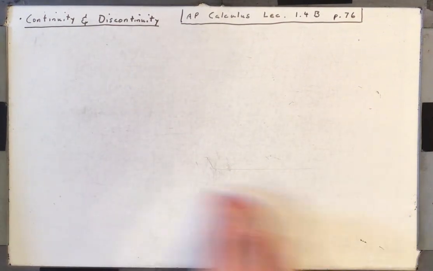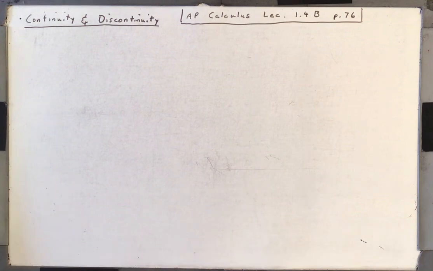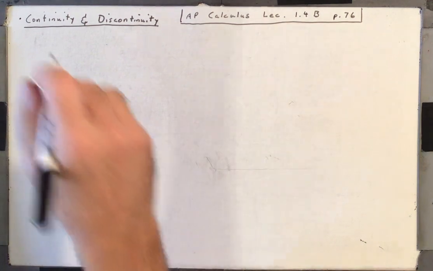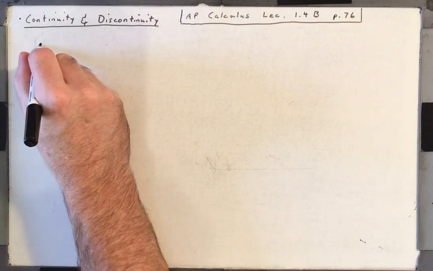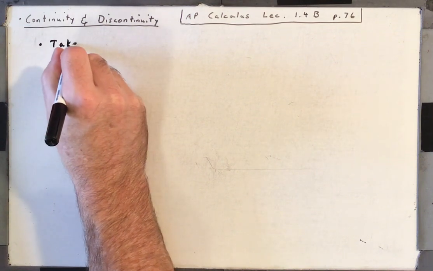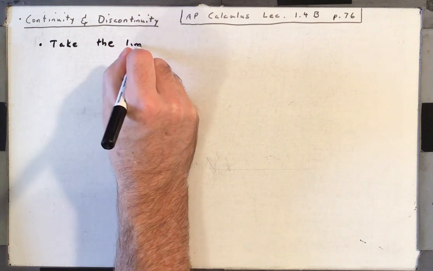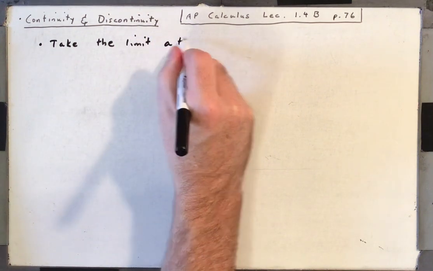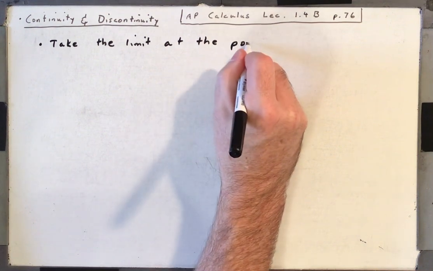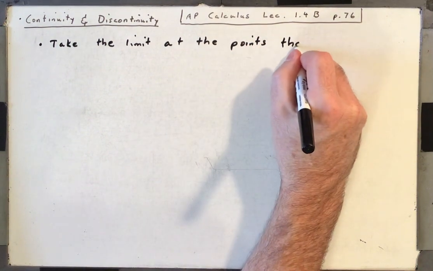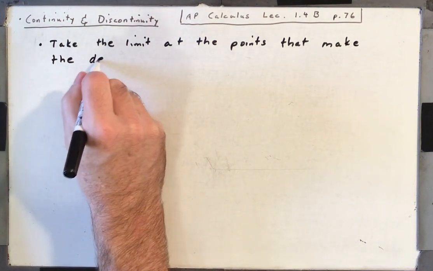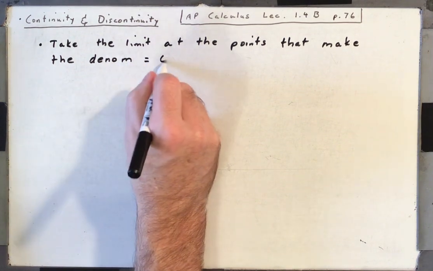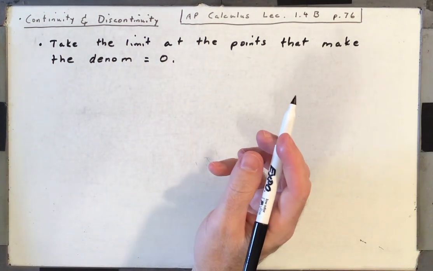All right, we're pretty close to being done. Let me go ahead and give you a note, and then we'll do one more example. So what you have to do on that previous one, just write this right underneath, is take the limit at the points that make the denominator 0. So in the example's case, it's 3 and negative 3.